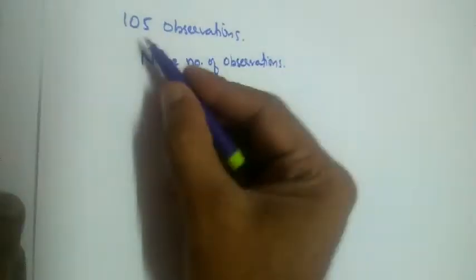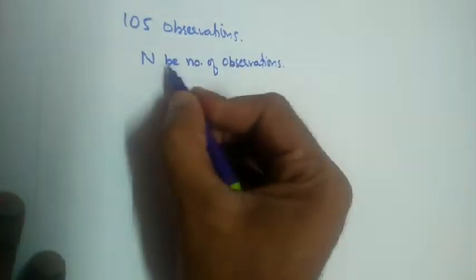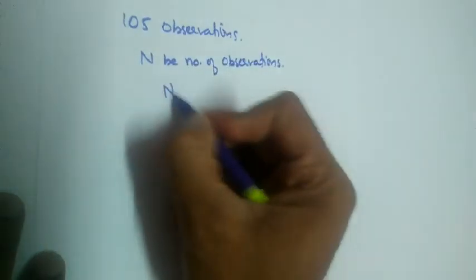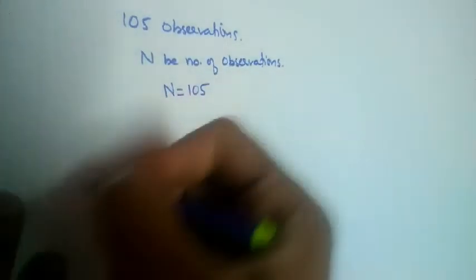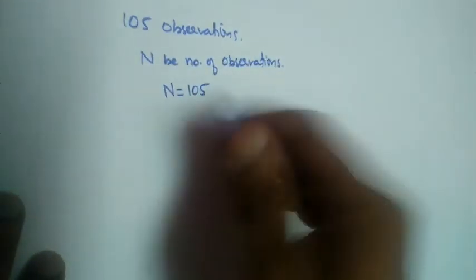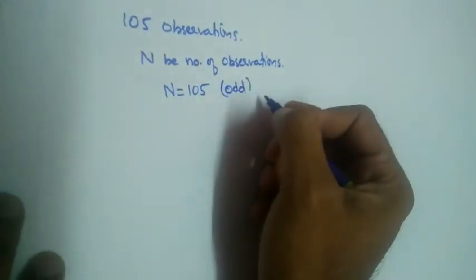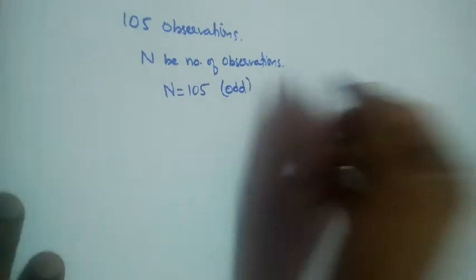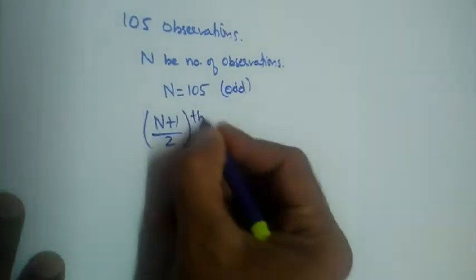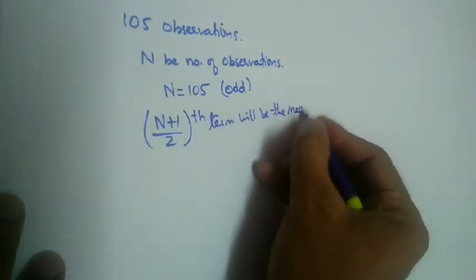We are taking one more example. Let that example have 105 observations. So let n be the number of observations. Now here the value of n is 105, isn't it? Now we should check whether n is even or odd. In our case, it is odd. Right? n is odd, 105 is odd. So (n plus 1) by 2 term will be the median.